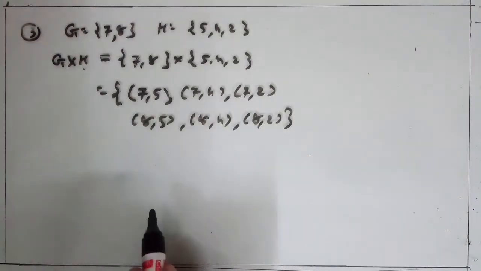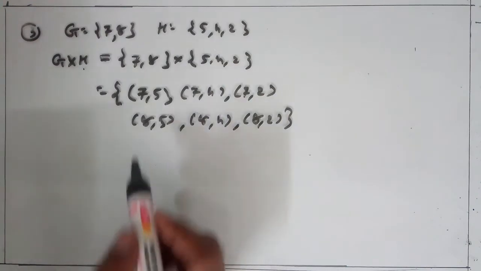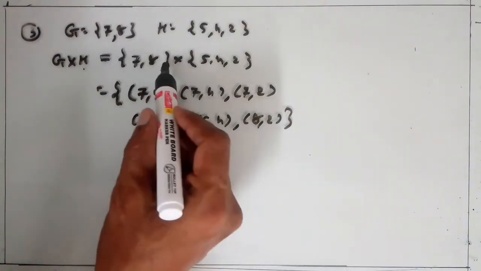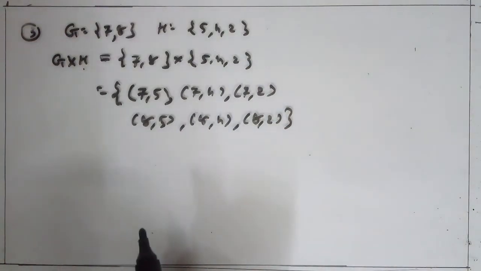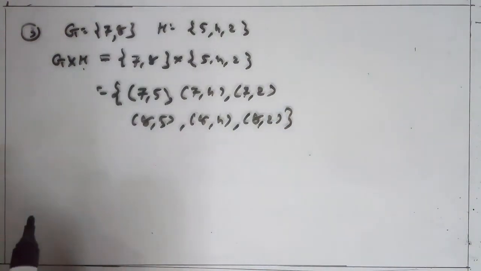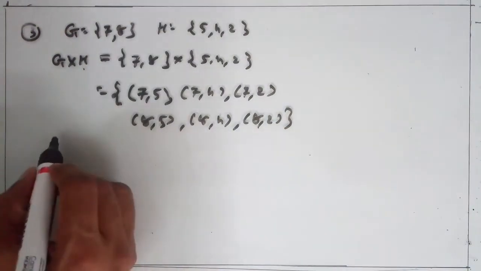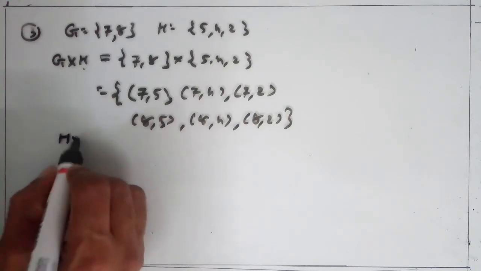Clear this? So it is the set of all ordered pairs whose first element is an element of the first set and the second element is an element of the second set. So this is G cross H. Similarly, get H cross G yourself.